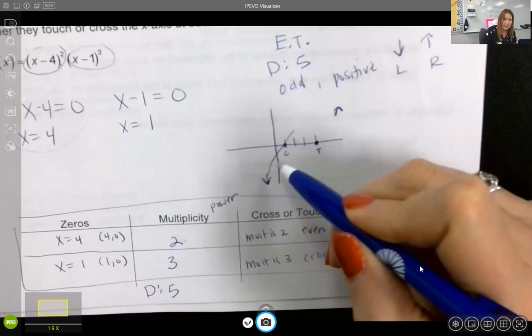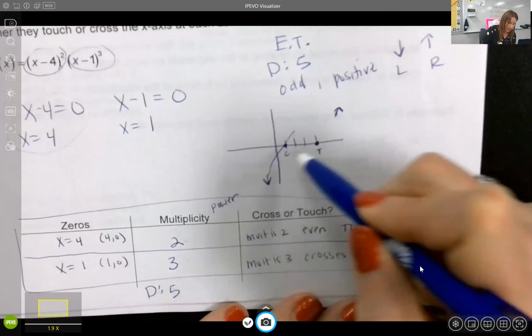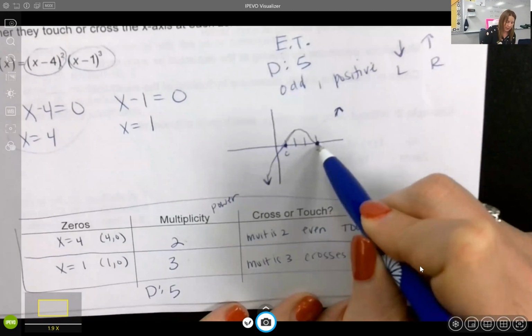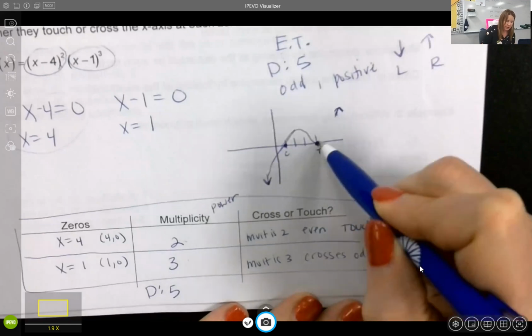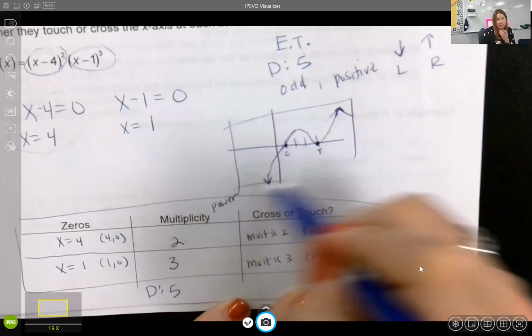It's going to go across the x-axis. For the t, it's just going to touch it. So it's going to come back down. It's going to hit the x-axis, but it's not going to go across. It's only going to touch, and then it's going to go back up. And I can connect those dots to create a sketch.